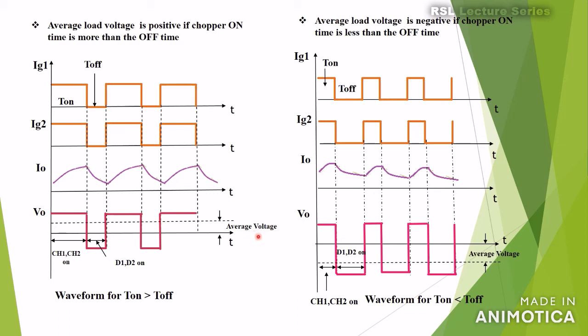Okay. So in the second case, we are assuming T on is less than T off. Here, once the chopper is turned on, the same operation will continue. That is, the current will start rising and the supply voltage will appear across the load, which is positive. Once the choppers are turned off, the current will start reducing and the negative voltage will appear across the load. Since off time is more, the negative voltage will appear across the load for a longer interval of time when compared to the positive voltage. Hence, the average value of the output voltage will be negative when on time is less than the off time.